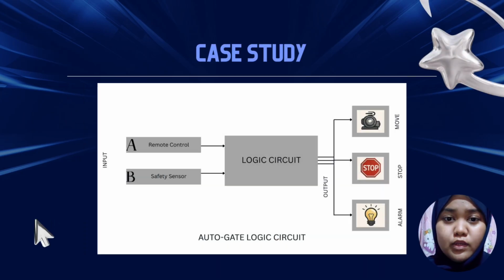So this is our logic circuit diagram. It is to visualize the flow of the AutoGate system. So on the left, we have our inputs, remote and safety sensor. This signal enters the logic circuit which acts as the brain of the gate. Based on the Boolean logic we have established, the circuit sends a signal to one of the three hardware components: the gate motor to move the gate, the stop mechanism to freeze it, or the warning light or alarm for safety alerts.